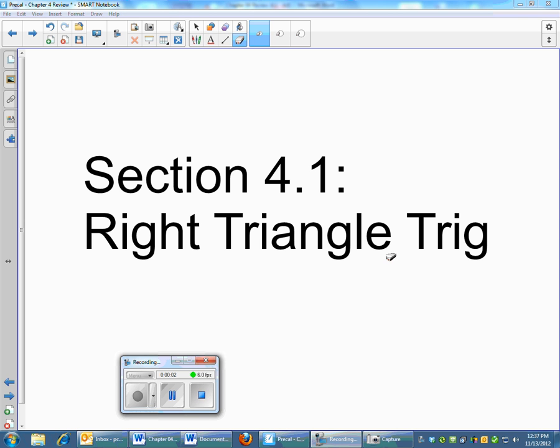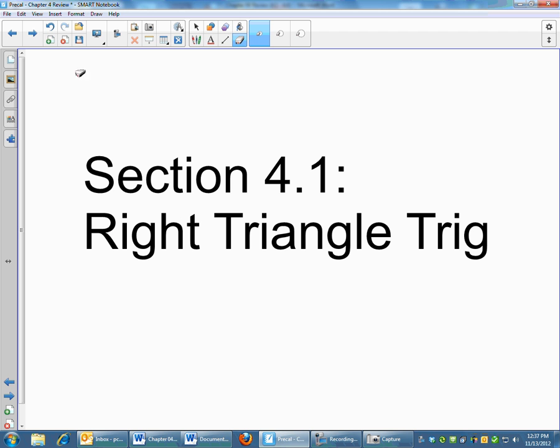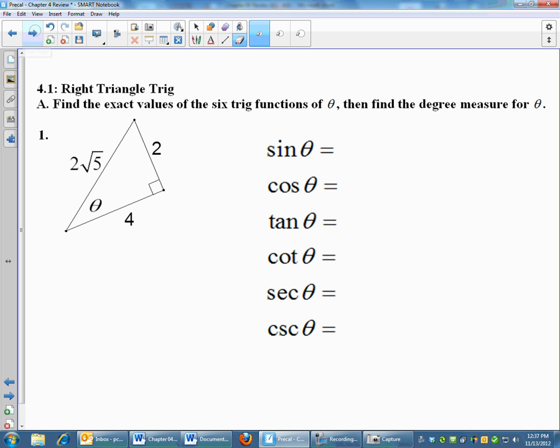Hey, looking at some of our Chapter 4 review, this video is on just that first section, right triangle trig, out of section 4.1 in our book.